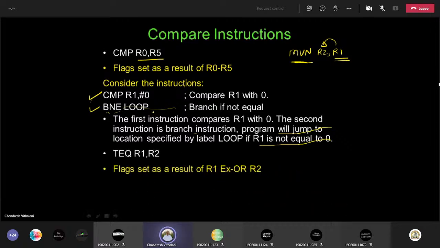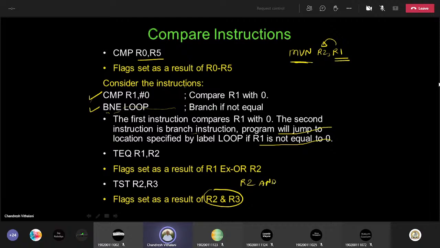Then one more instruction is TEQ. It will perform the exclusive OR operation between R1 and R2. And based on the result, the flags will be set or reset. So TEQ is for the exclusive OR operation. Then TST R2, R3. So what it will do, TST will perform the AND operation between R2 and R3. And based on the result, the flags will be affected. So it is TST.